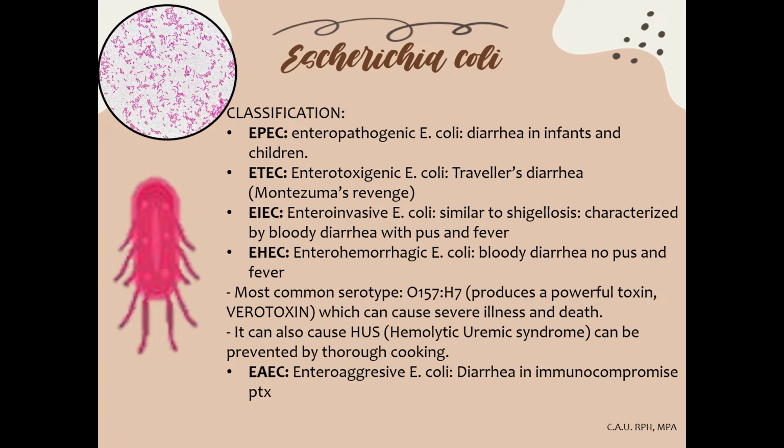Aside from the two strains, we also have the EIEC, or the enteroinvasive E. coli, that is similar to shigellosis. It is characterized by bloody diarrhea with pus and fever. On the other hand, EHEC or enterohemorrhagic E. coli is the opposite, as though it has bloody diarrhea like the EIEC, it has no pus and no fever. Lastly, the EAEC or the enteroaggregative E. coli that causes diarrhea in immunocompromised patients.